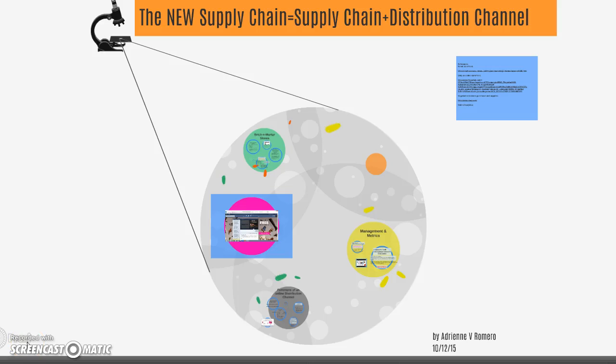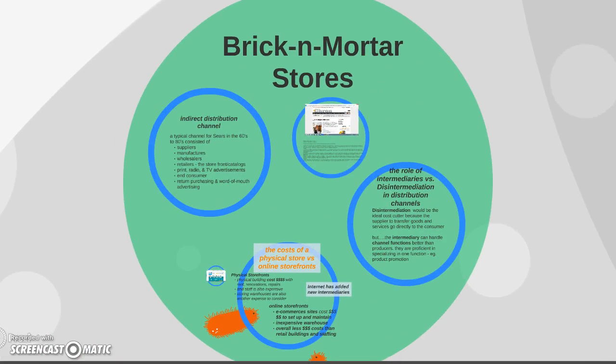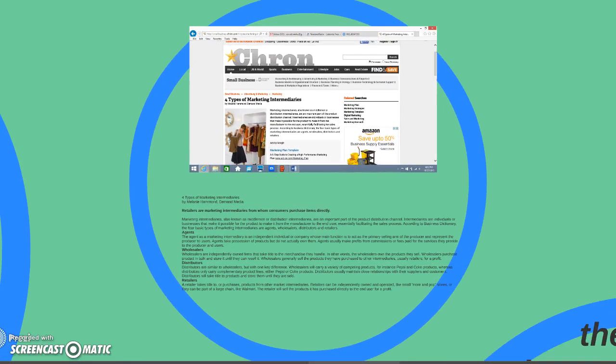Supply chain plus distribution channel equal the new supply chain. So the regular stores that I grew up with, like Sears, Montgomery Ward's, that is how many people or parents, or anyone, could get what they needed to run a life. Clothing, supplies for the house.